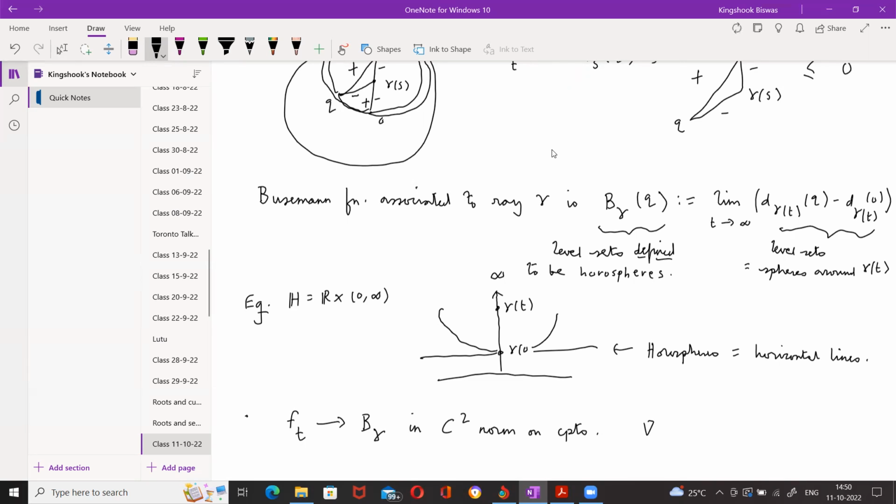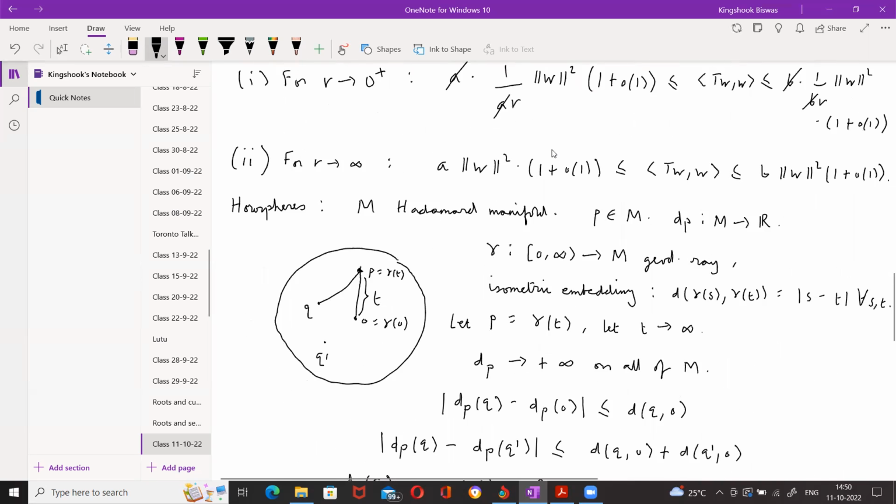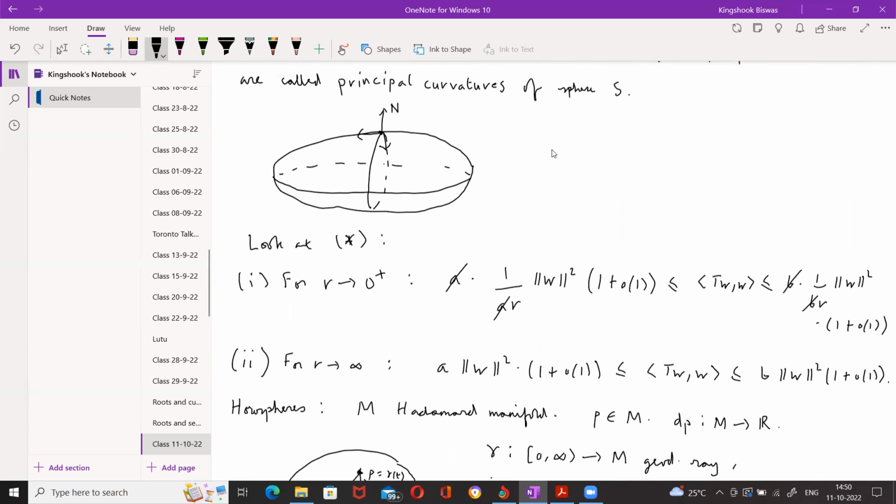So what happens is that nabla squared f_t, this is the same as nabla squared d gamma t because they just differ by a constant. So this converges to the nabla squared of the Busemann function. Okay. All right. So what does that mean? That means the Hessian of the Busemann function will satisfy this estimate, right?